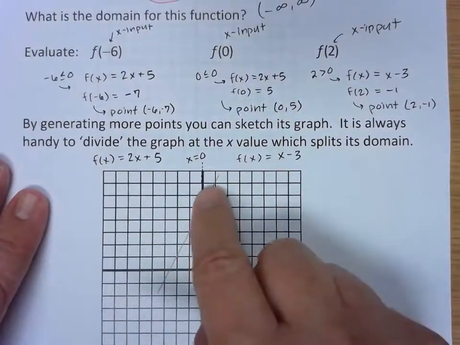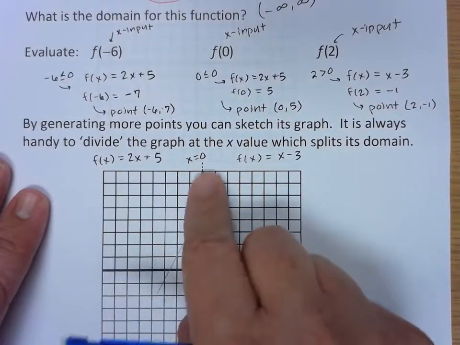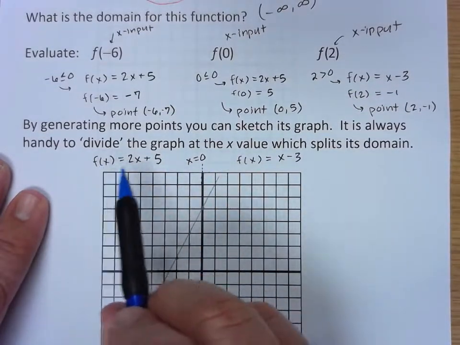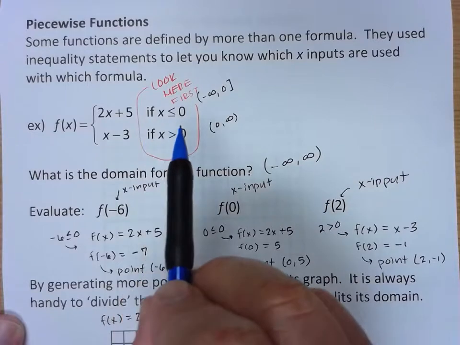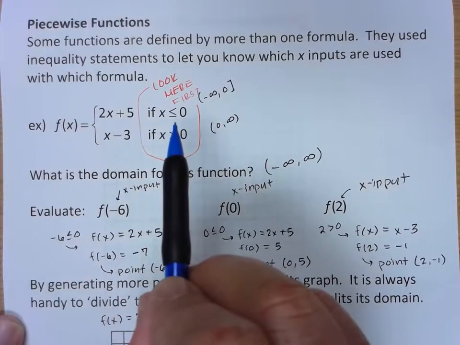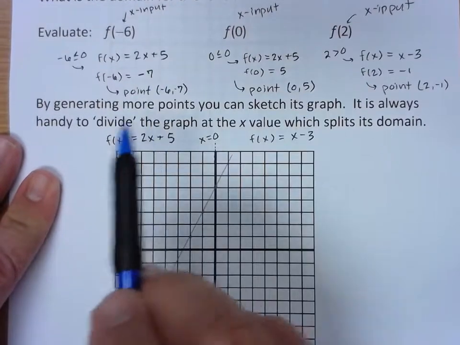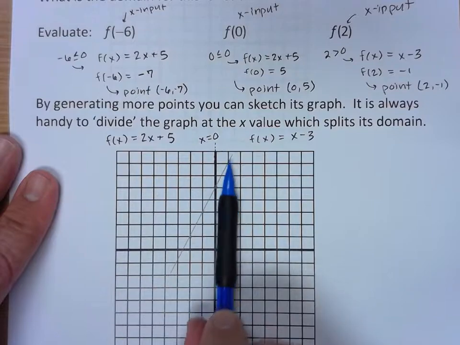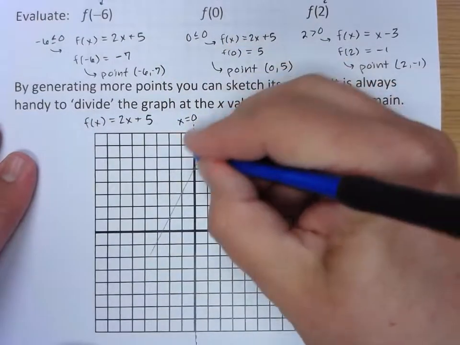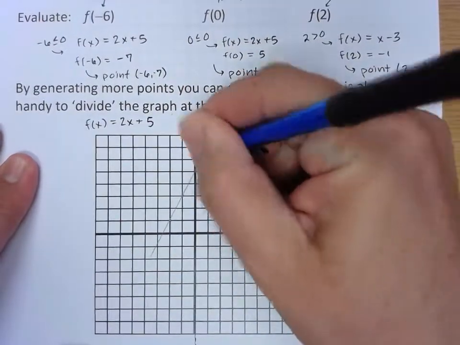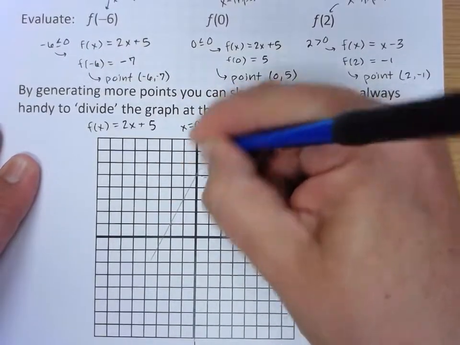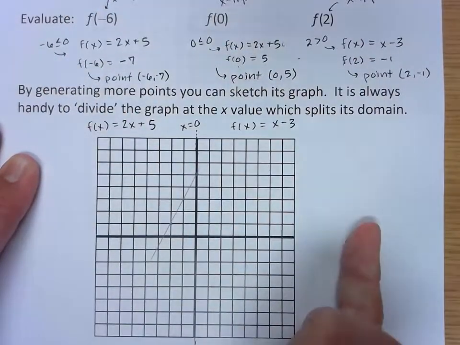The mistake is right here because of the x equals 0 split. The only portion where I should see the graph of this is for x less than or equal to 0. So there should be no portion of this graph past my x equals 0 dividing line right there. So that means this part right here needs to be erased. That part of the line can't be there because that formula is not valid for that side of the x-axis.